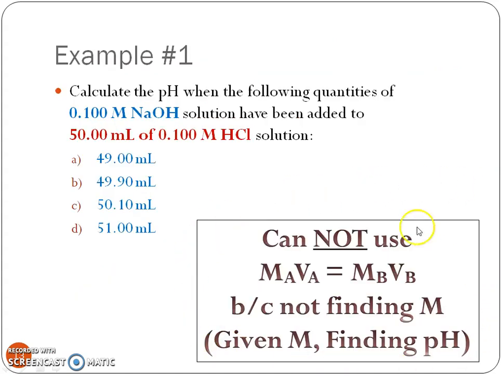And one thing I noticed again on your videos, that other packet of videos that you were doing, I know that you could use the MAVA equals MBVB, the acid and the base, but we are not finding the new concentrations here. We are finding pH. So we cannot do this, okay? We cannot do this. We need to be able to find pH in a different way. We need to know which one we have more in excess of. So there's an A, B, C, D, okay?